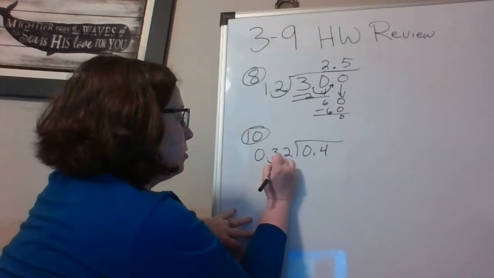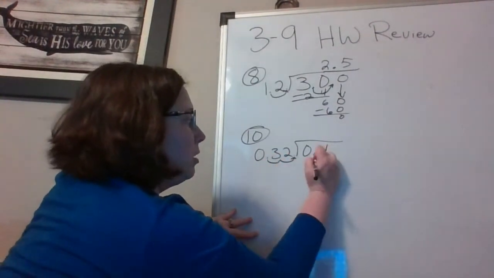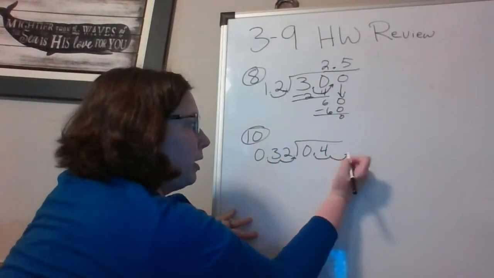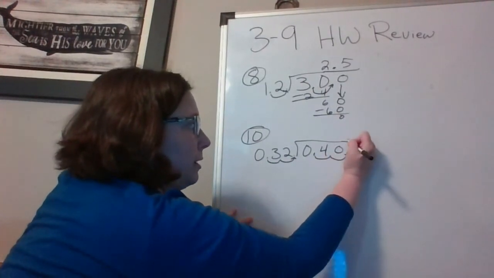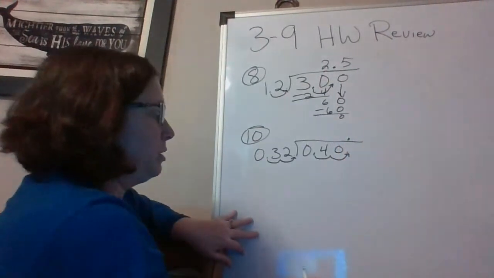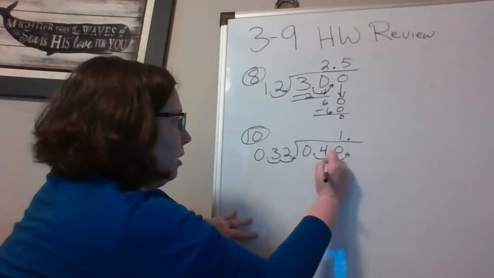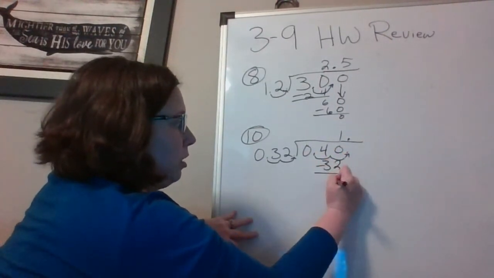Number 10 has 2 decimal places in our divisor, so we're going to have to move the decimal in our dividend over 2, add that 0, and put our decimal straight up. And now we can start our division.